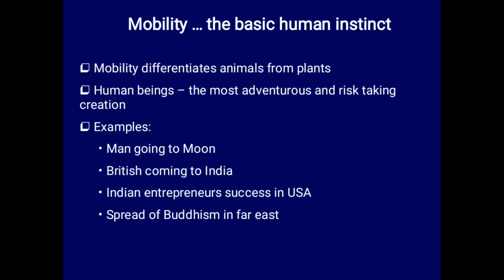Mobility differentiates animals from plants. Generally plants are immobile, they just grow at the place they are sown, whereas animals can move around. Human beings are described as the most adventurous and risk-taking creation. Man going to the moon, that happened in 1969. The British coming to India and ruling us for more than 300 years until we got independence in 1947.